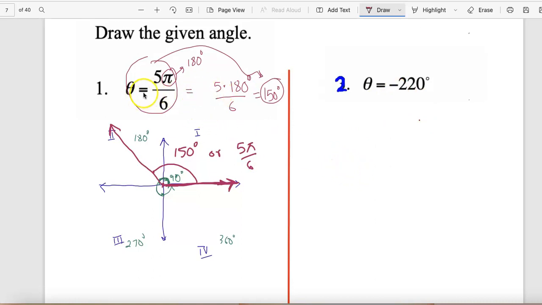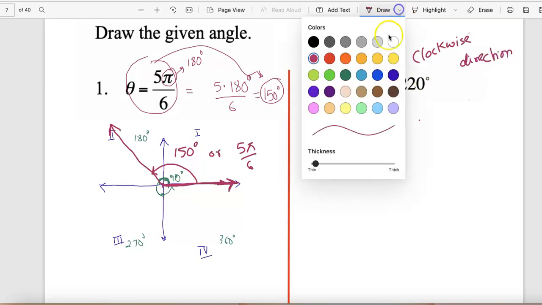Now always remember, this is positive, which means we go in the counterclockwise direction. Now let's look at number 2. This says theta is negative 220. Look at the negative sign. This means you will go in the clockwise direction, because clockwise means think about the clock, how its hands go. So let me first draw.